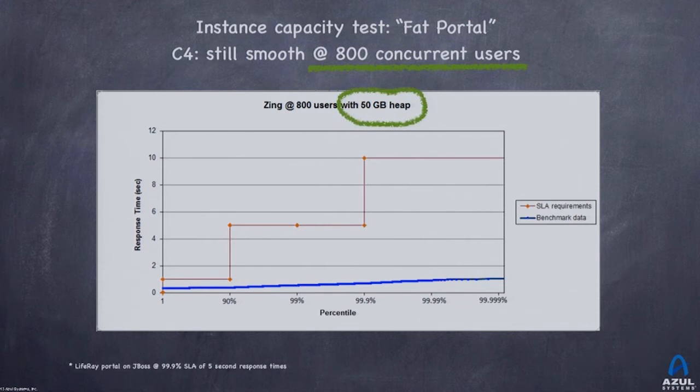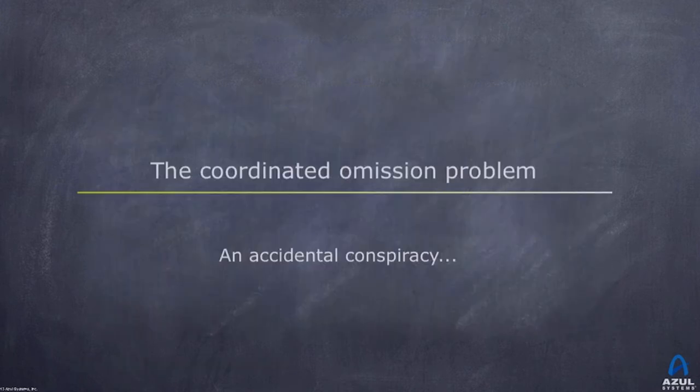We use 50 gig heaps. And in a 50 gig heap, I've got room for a lot more users, and I can use a 50 gig heap because I don't pause, so I don't break through the SLA, therefore I can handle more load. This is the same hardware, and this hardware can handle 800 users with us and with other JVMs. Just we can handle it within the SLA. That's the difference.